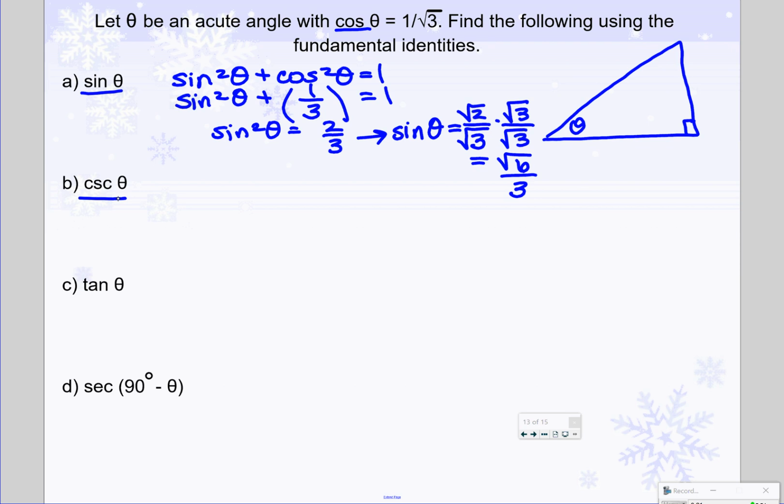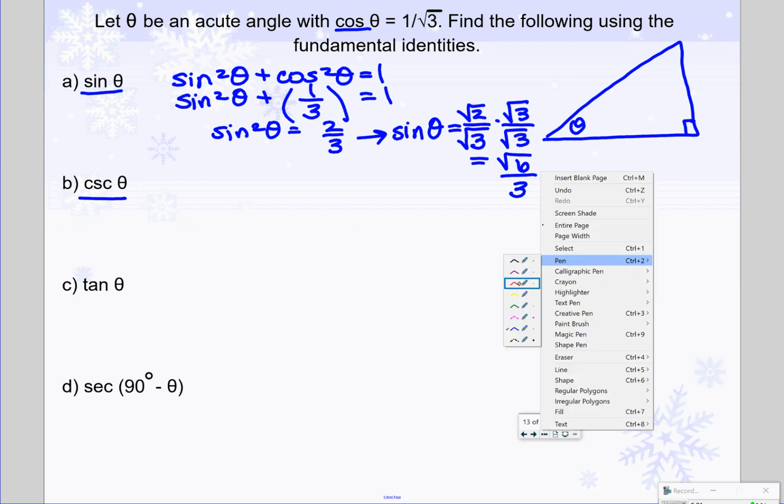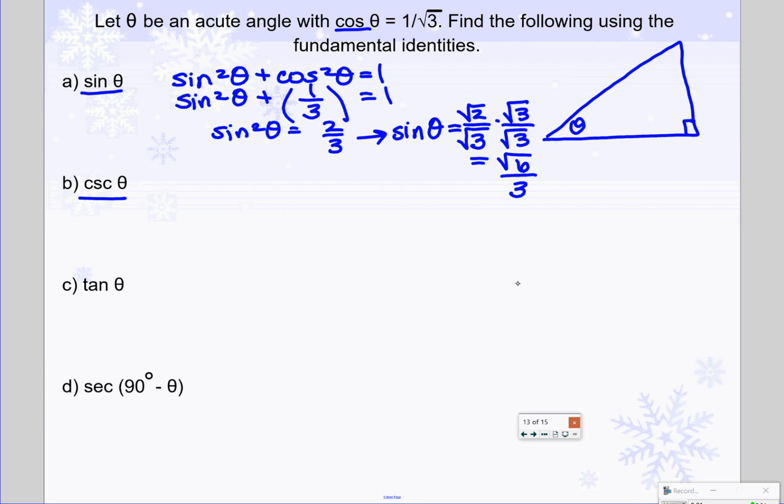Can you give me a function that relates sine and cosecant or cosine and cosecant? One of our identities. Yeah, the reciprocal. That's actually the easiest one to use, right? Because it says all I have to do is take a function and flip it. Sine and cosecant are reciprocals of one another.